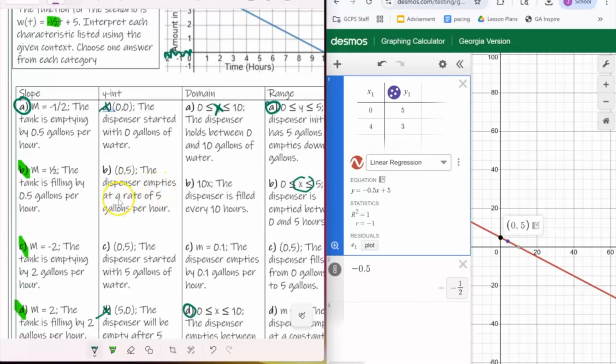The dispenser empties at a rate of 5 gallons per hour. That may be true, but it's got nothing to do with the y-intercept. And of course, it is also not true because we know that the slope is negative 1/2. So that's not it. The dispenser started with 5 gallons of water. Yes, so remember, my y-intercept is what I initially start off with.